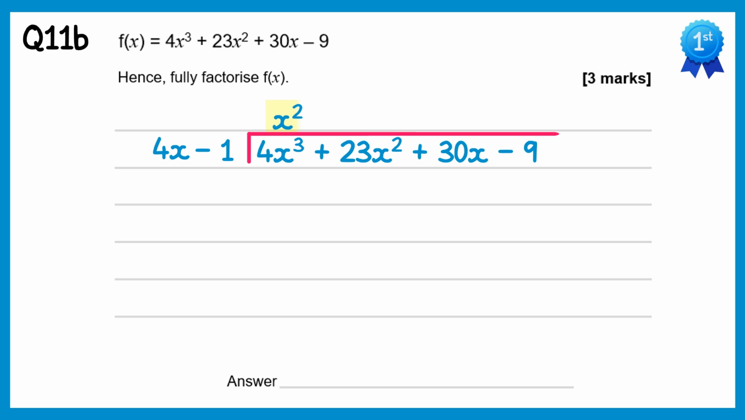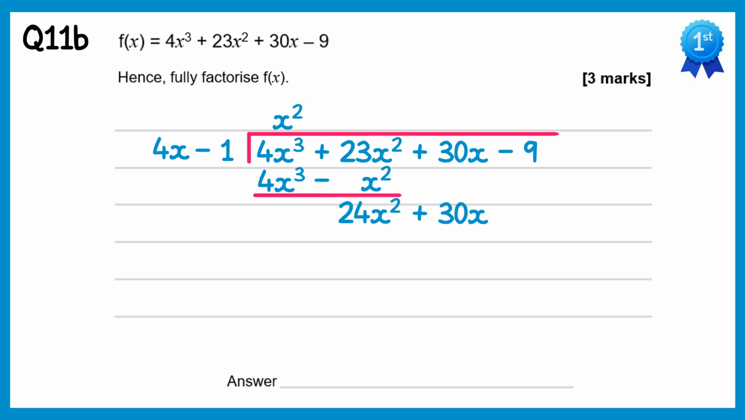Now we multiply this x squared back by the whole factor. So x squared times 4x is 4x cubed, and x squared times negative 1 is negative x squared. We then do a subtraction for these terms here. 4x cubed take away 4x cubed is 0, and 23x squared take away negative 1x squared. Well, when you take away a negative, you add, so that gives you 24x squared. We then bring this plus 30x down.